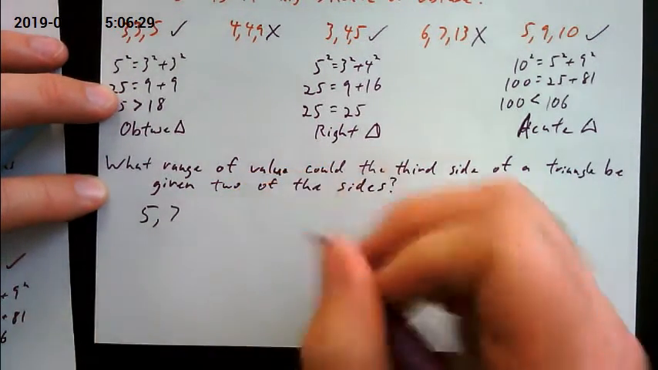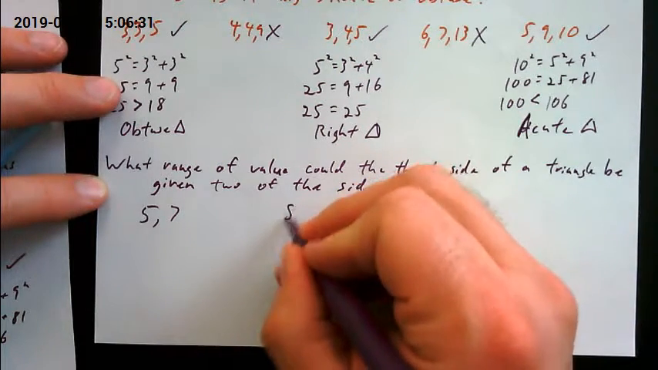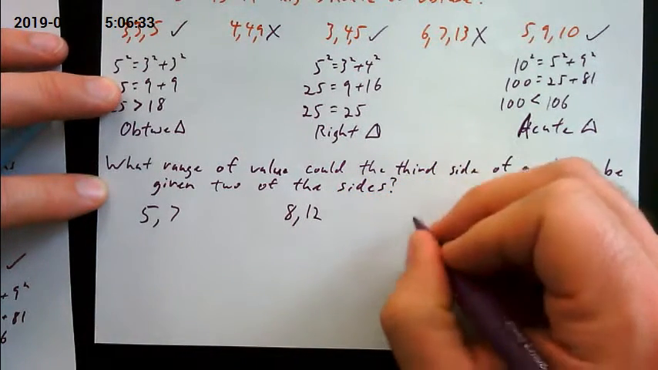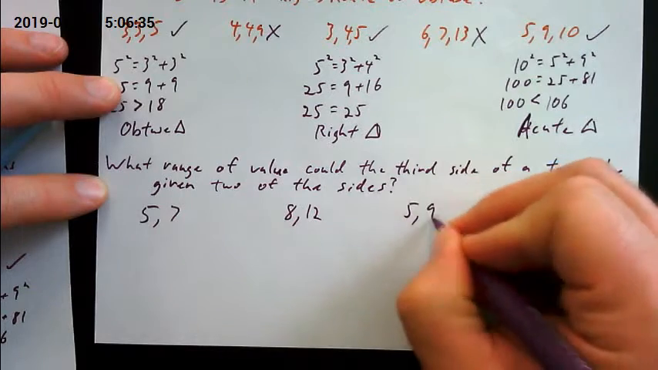So we're going to have 4 examples here. We're going to have 5 and 7, 8 and 12, and 5 and 9.